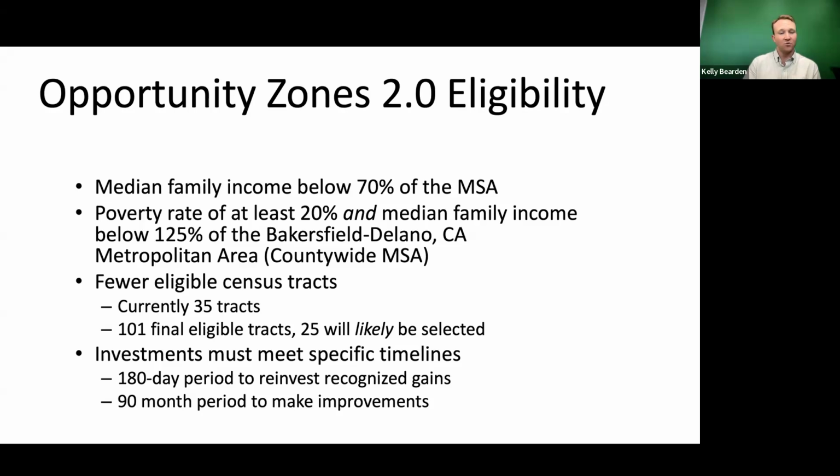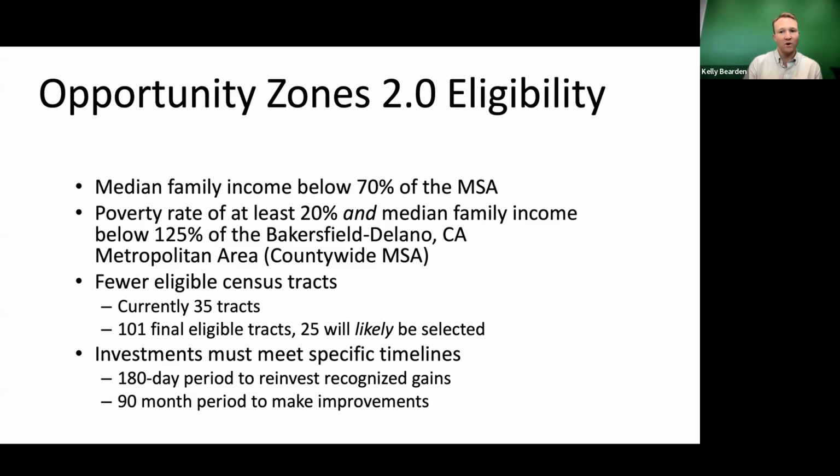The other criteria in which a tract can be eligible is if they fall at or above 20% of the poverty rate for the region, and below 125% of that median family income. So there's two ways of qualifying: below 70% of median family income, or if you are below 125% of the median family income and have a poverty rate of 20% or higher, you are eligible.